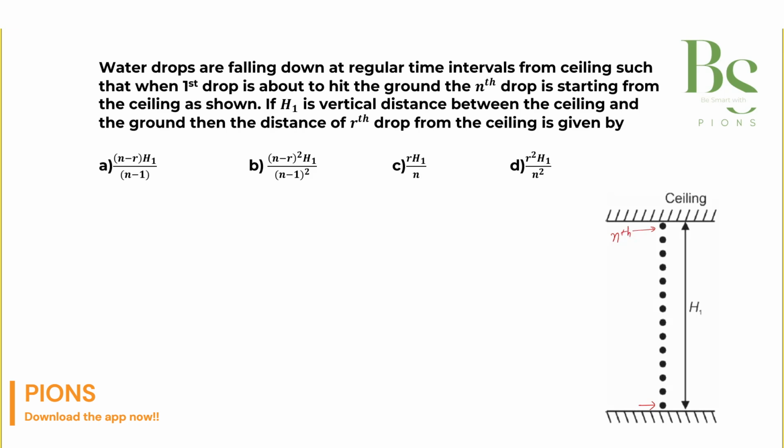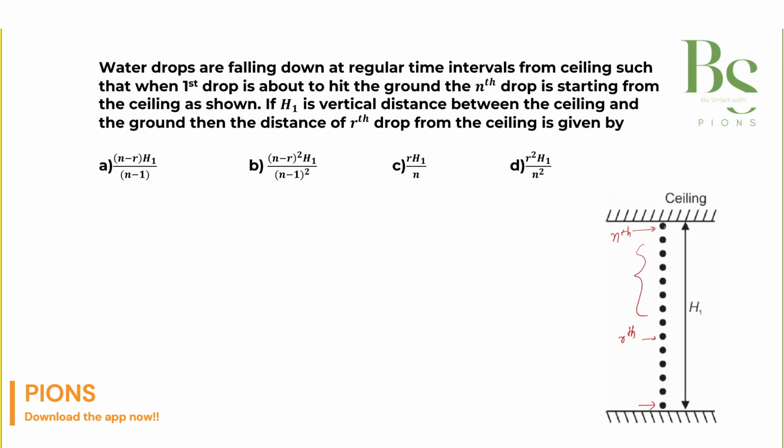And we have to find the distance, sorry, we are given that distance. h1 is the given vertical distance between the ceiling and the ground. Then we have to find the distance of the rth drop. Any drop here we can call the rth drop, from the ceiling. So what will be this gap? This is our question.